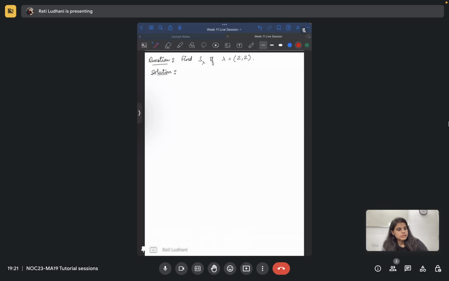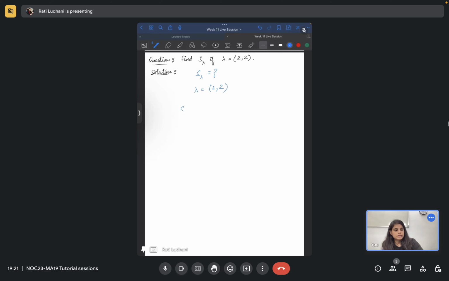Okay, let's move to the next question. Find S lambda, where lambda is 2, 2. These are questions related to how you can write a Schur polynomial in terms of monomial symmetric polynomials, and we did some questions related to that last time also. So lambda is given to be 2, 2, and you need to find S lambda in terms of monomial symmetric polynomials.